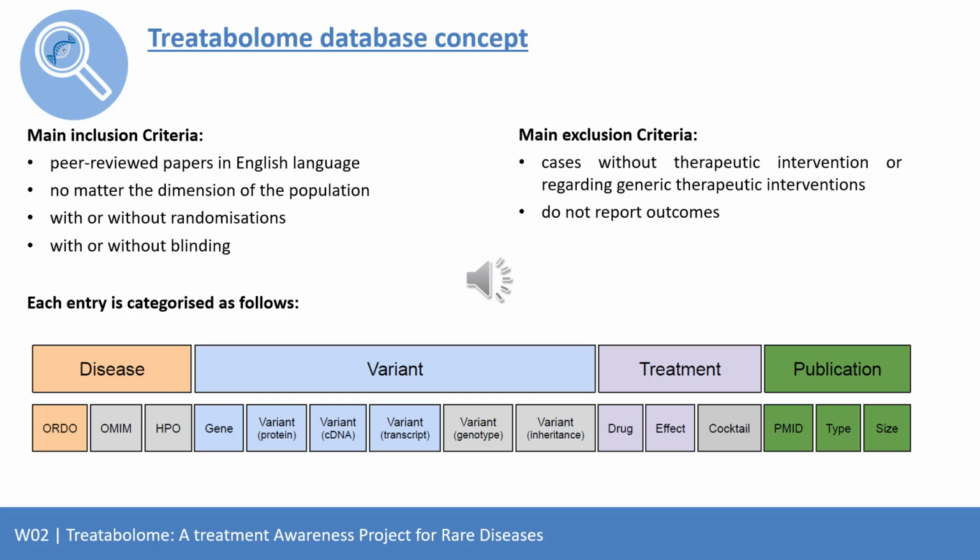The dimension of the population, if it's a case, a series, a cohort, the timeline of the study, if it's a retrospective or a prospective study, the existence of comparator or randomizations are not exclusive to enter the database. However, outcomes, qualitative or quantitative, should be mentioned with the intervention.